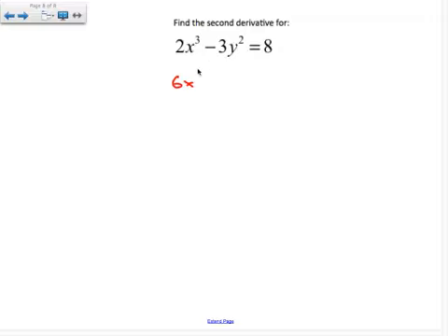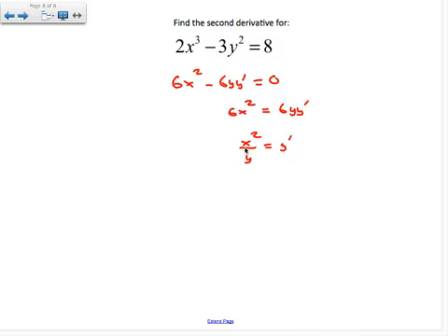So let's do the derivative implicitly. We get 6x squared minus 6y, y primed, equals 0. We go through our normal steps and we want to solve this for y primed if possible. Okay, I'm going to move the 6y, y primed term to the right side so that they're both positive. Now, 6's cancel, and I'm going to get x squared over y equals y primed.